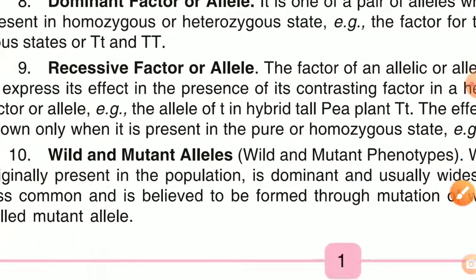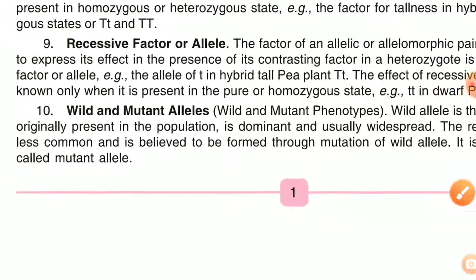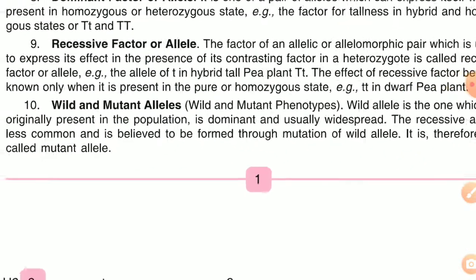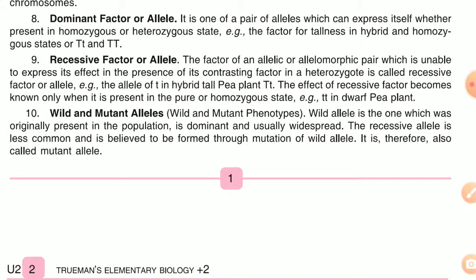Clear? Now next one is wild type and mutant gene. Now what is that? What is a wild type and mutant gene?